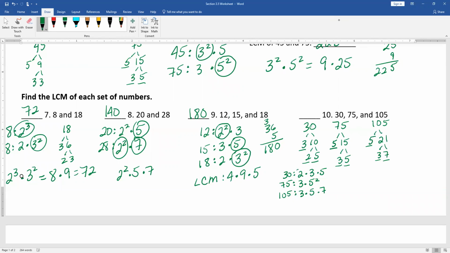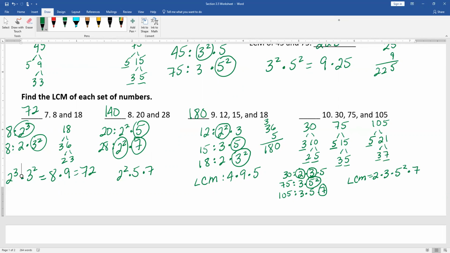All right, so we have a base of 2 with no exponent. So we got to bring that over. There is a 3 in each one, but they're all the same. So we'll just find one. You only need one of those. And we got this covered. 5, there's a 5 squared, and 5. So we got to use the 5 squared, the one with the higher exponent. And then we have a 7 in 105, so we got to include that as well.